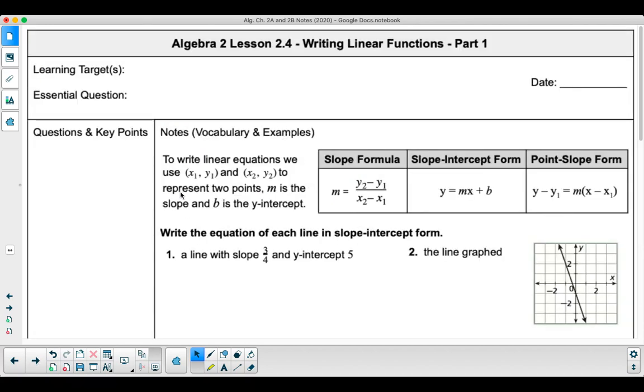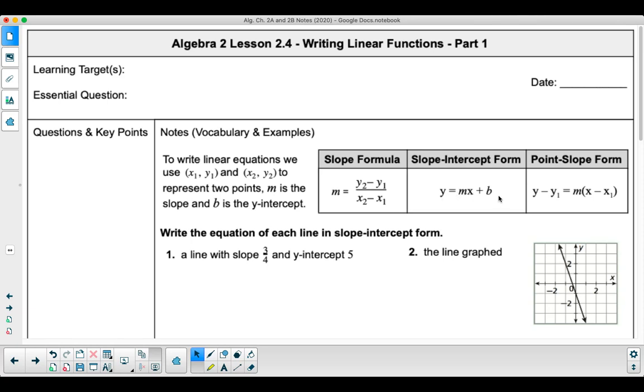All right, so in our notes, we are going to be going over the slope formula, and that is what you use if you're given 2 points and need to find the slope. So your 2 points are x sub 1, y sub 1, and x sub 2, y sub 2. So remember, slope is rise over run. So that's why it's the difference in the y's over the difference in the x's. Rise, y's over run.